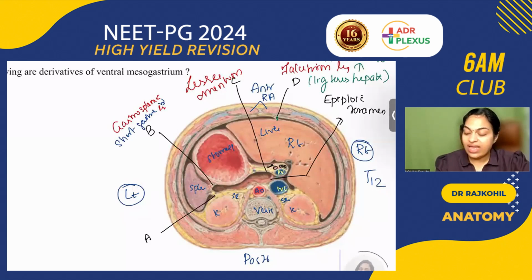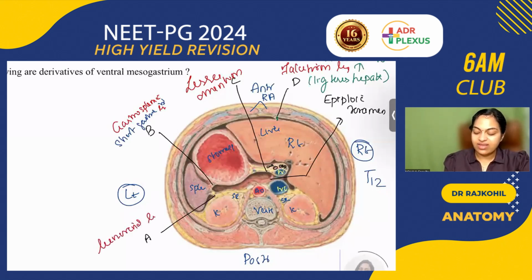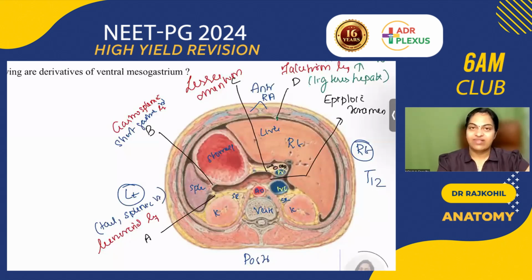Then what is this A? A is connecting the spleen and the left kidney. The lienorenal ligament, isn't it? What does this lienorenal ligament contain? Very good, doctor. It is going to contain the tail of pancreas and the splenic vessels. Excellent. Yeah, tail of pancreas and the splenic vessels.